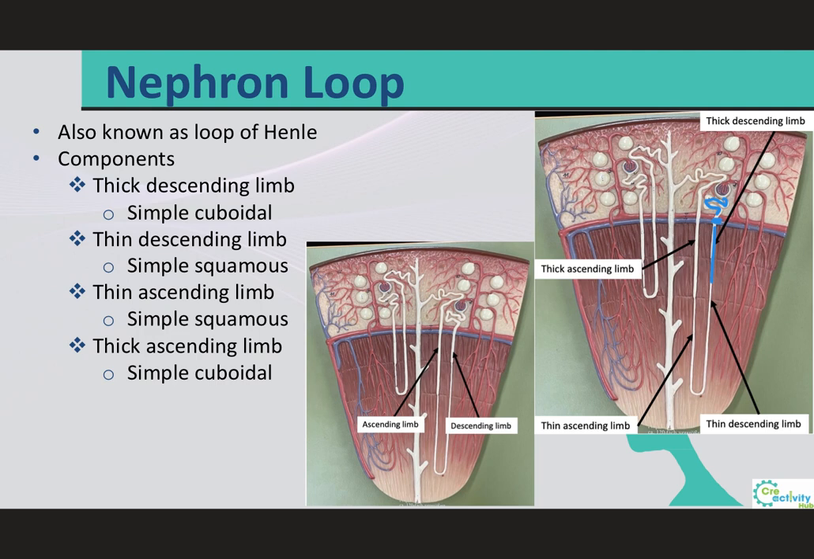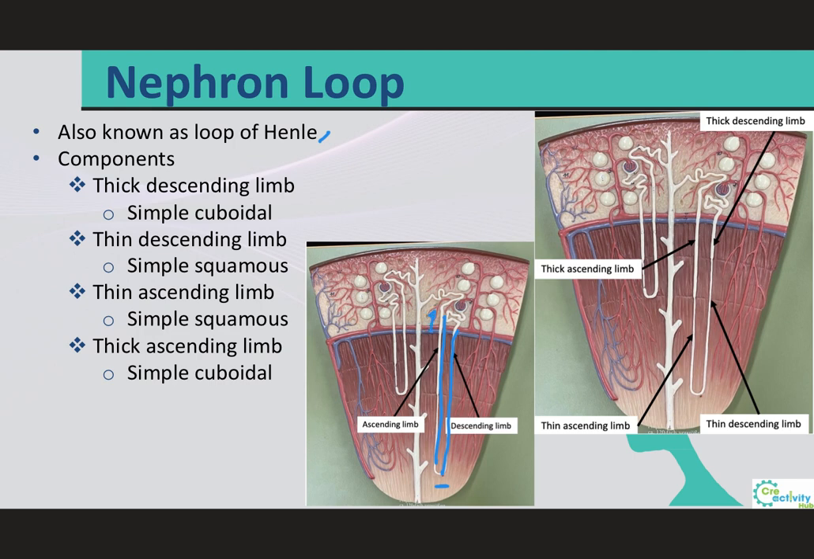Now the nephron loop can also be called the loop of Henle, and it's going to be divided into the descending limb, which is the one that's going down, and the ascending limb, which is the one that's coming back up. So this means that the fluid in the descending limb flows towards the deeper part of the medulla, and that fluid from the ascending limb flows back towards the renal cortex.